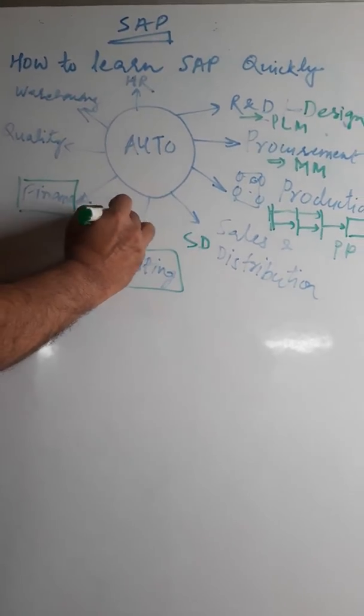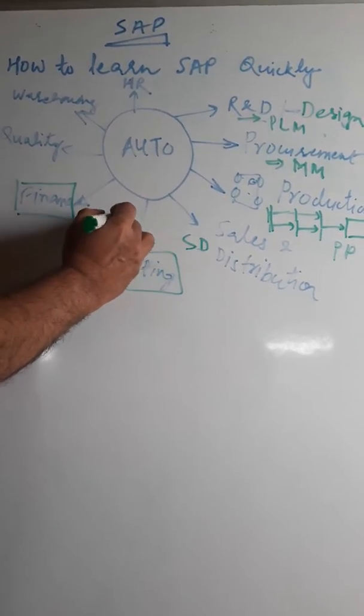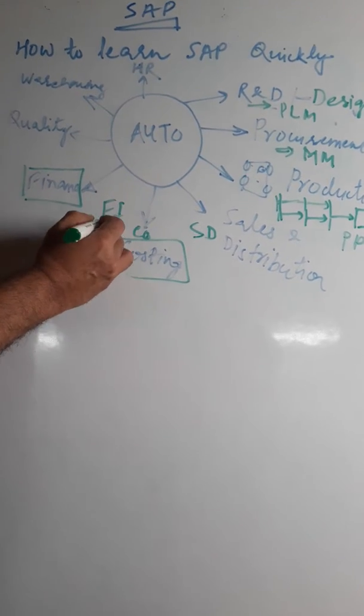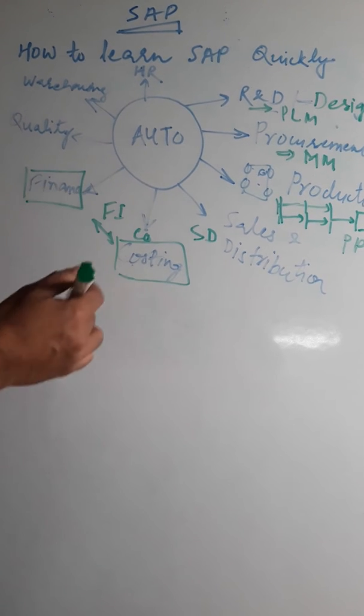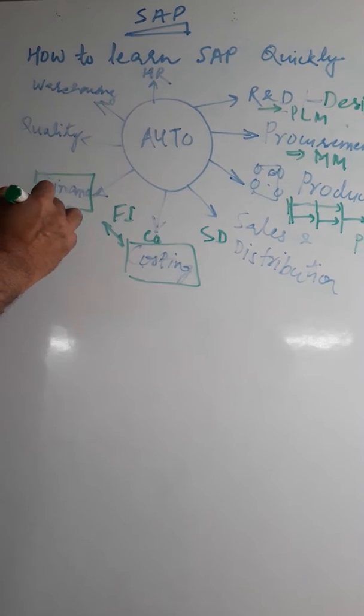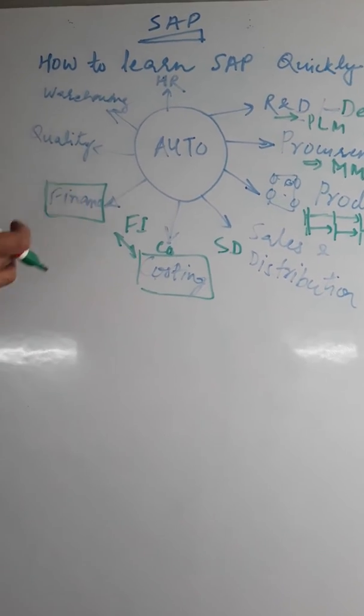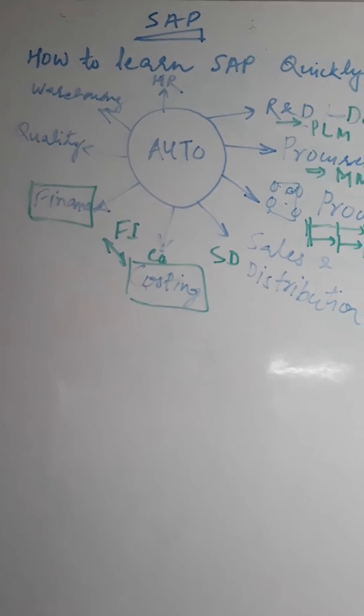So FI as well as CO are the modules, or we can choose both if we feel comfortable. It's a big module, so we can choose one of them. Finance can be an easier module than costing, so we can start with finance and then go to costing.